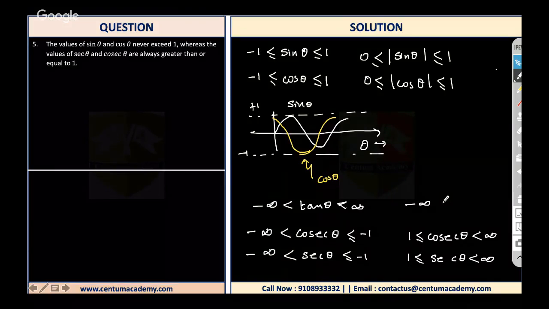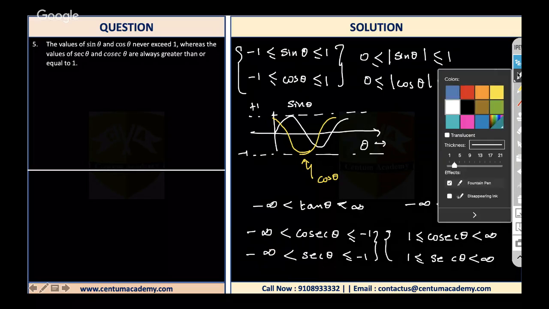So minus infinity is less than cot, and is less than positive infinity. Okay, so please be careful about it. Though these inequalities will not be asked in the exam, it is important. Please be careful about the ranges of all six t ratios. Okay, so next let's move on.